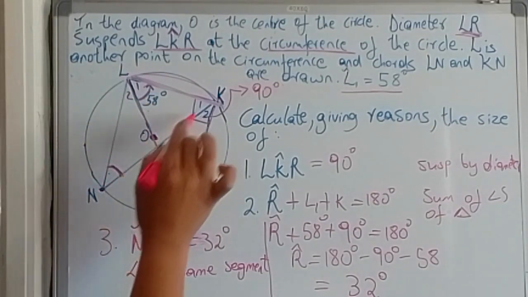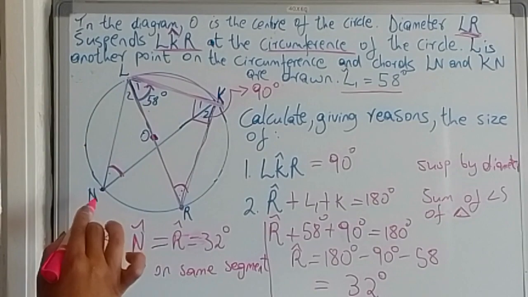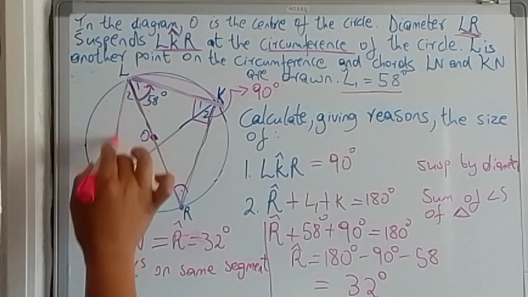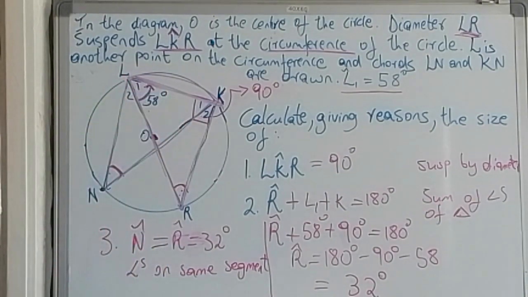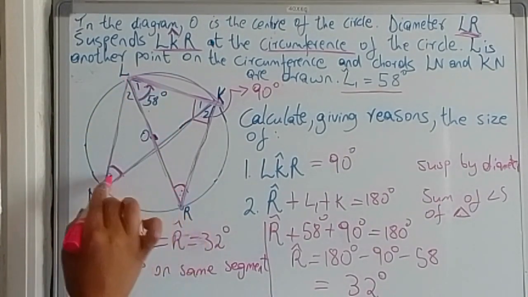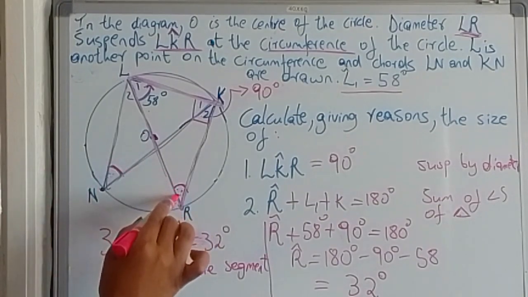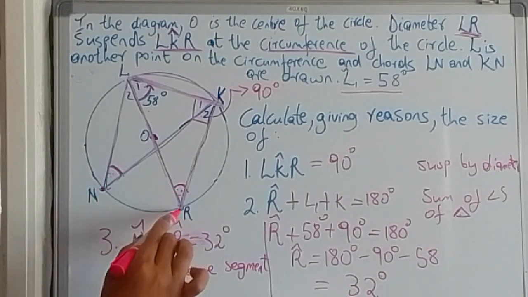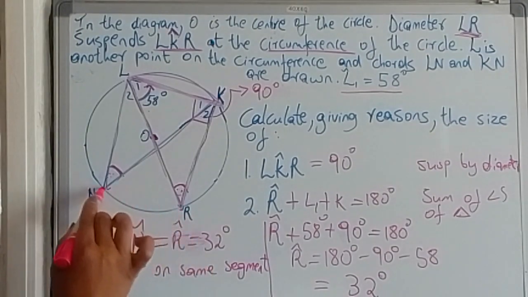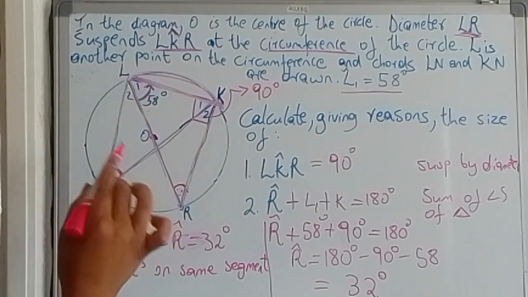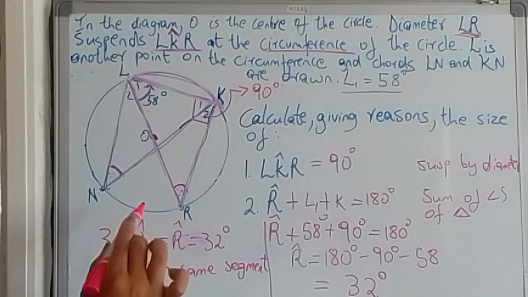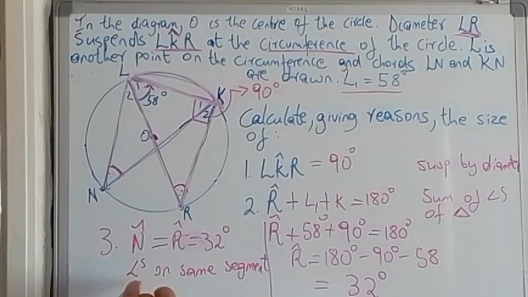So normally we recognize that by the bow tie shape, when they create a bow tie shape. So that was a theorem, remember it. Angles on the same side of the segment, in our case angle N and angle R, are both on the circumference of the circle, and they are both subtended by the same arc or chord LK. So that means they are equal. And the reason we can just give is angles on the same segment. Okay, that was an easy one.